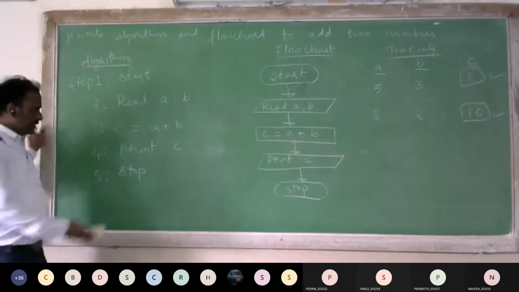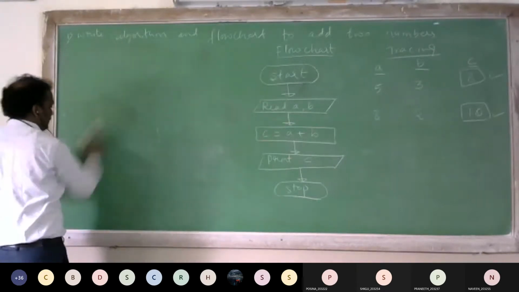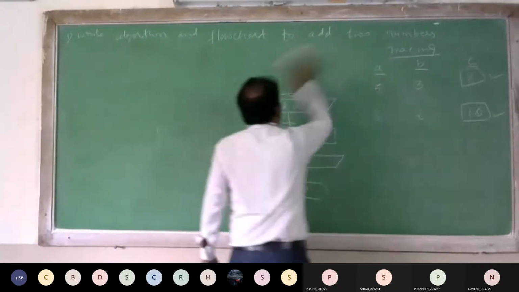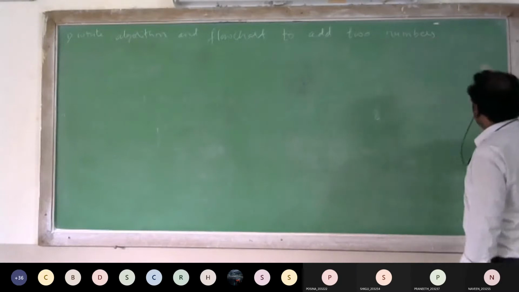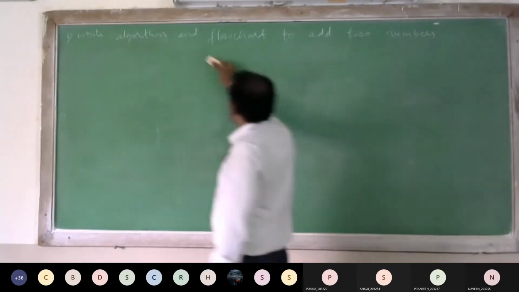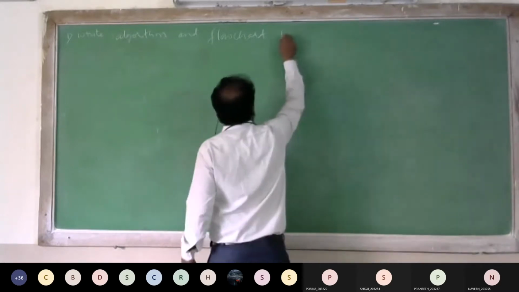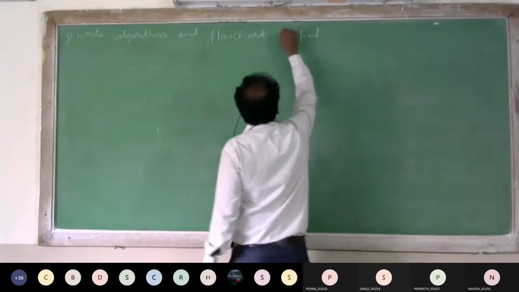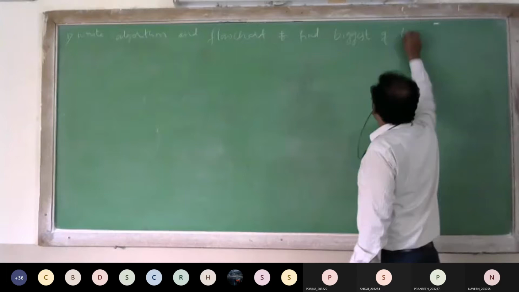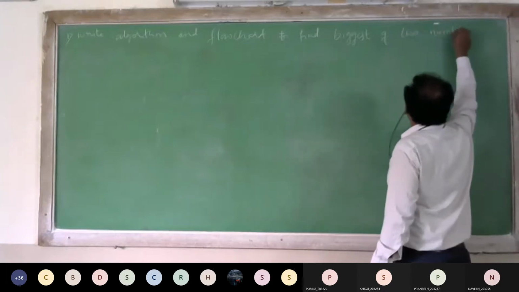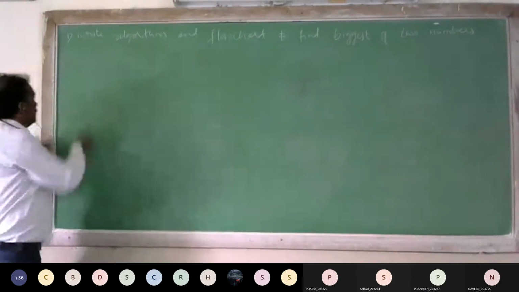Yes, sir. So we will go to the next problem. What is the second problem I discussed yesterday? Biggest of two numbers. So we need an algorithm and flowchart to find the biggest of two numbers. Now, what is the algorithm?